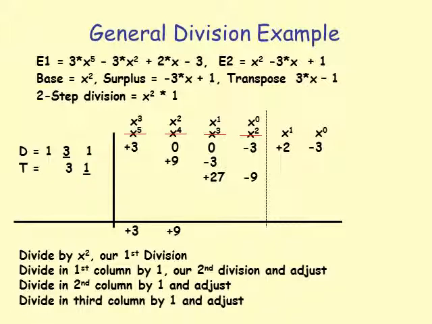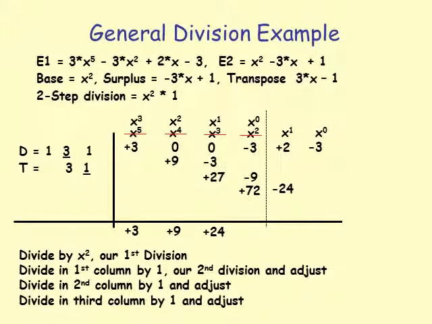Let's continue. Now we divide the next column here, which is minus 3 plus 27. We divide by 1, our second division. So we got plus 24 here. So now make adjustment for that. 24 times 3 is 72. Adjustment here, and 24 times negative 1 is minus 24 here. Okay, let's continue here.